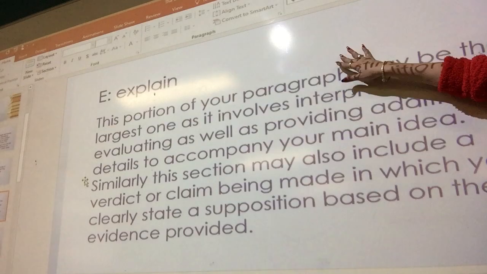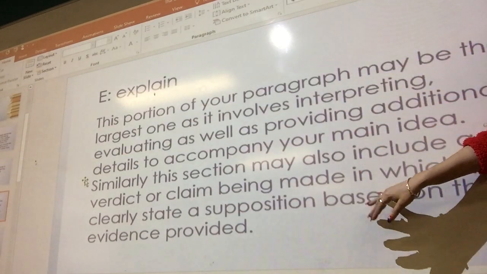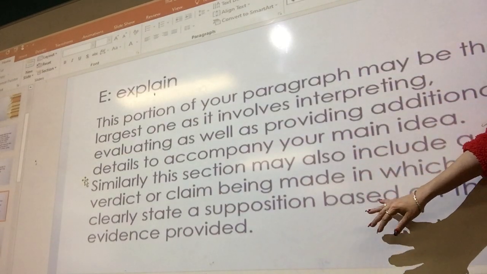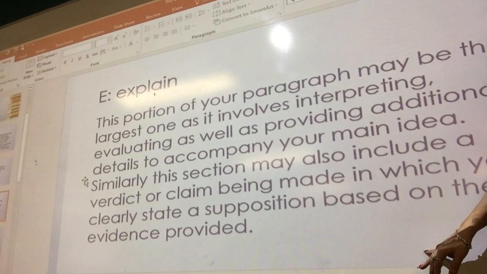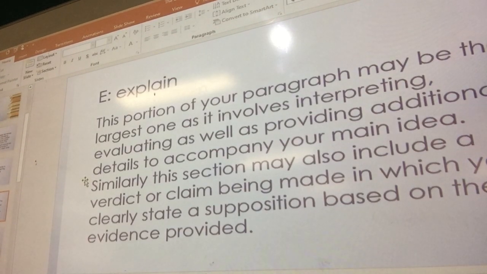You provide the evidence and you explain, and your explanation is going to include claims and any evidence supporting the claims you make. What are some things you can use to lead off from the textual evidence to explaining?